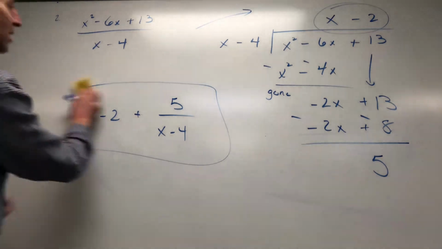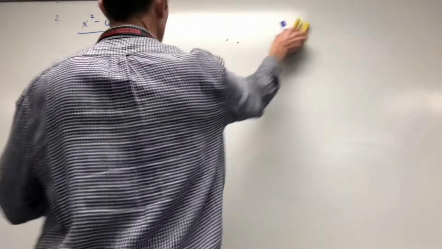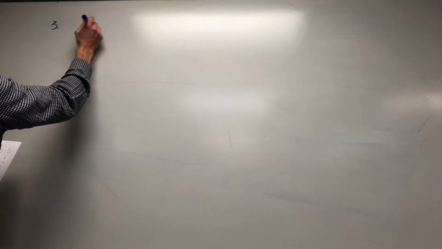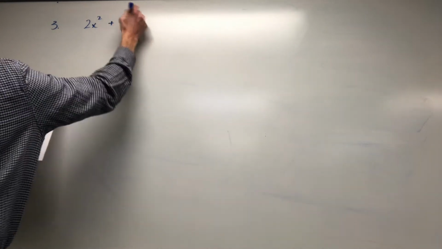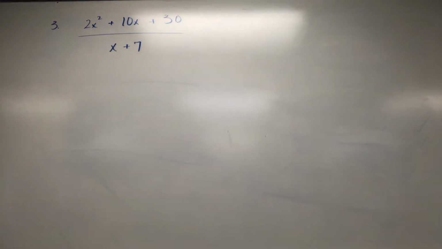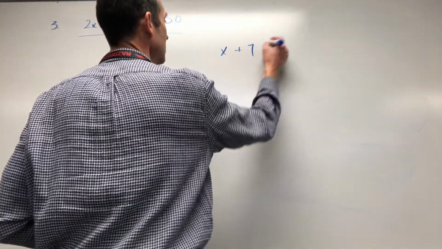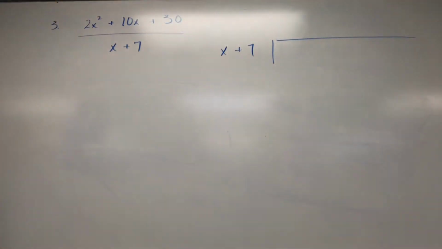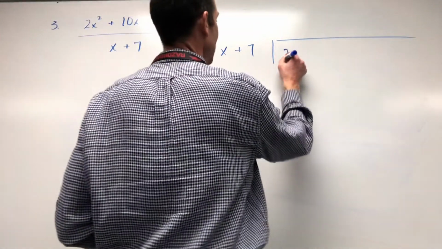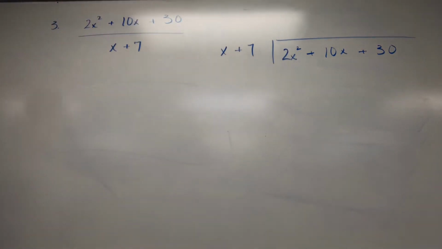One more. Make sure we've got this. Okay, let's do a last one here. What do we got here? 2x squared plus 10x plus 30 over x plus 7. Okay, so it comes to us looking like this. We change the look so we can write some long division. 2x squared plus 10x plus 30. All right, let's get busy.